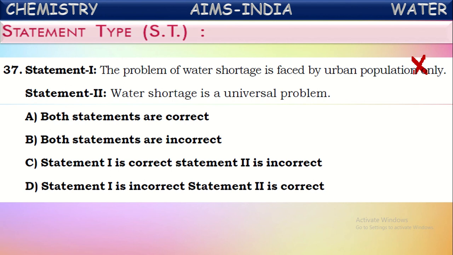Now see the next statement. Water shortage is a universal problem. Yes, it is correct. It is not for some people. This water shortage is there for all the people all over the country and world. So we can say it is one of the universal problems. It is correct. Now statement 2 is correct, statement 1 is incorrect. So that is the correct answer.